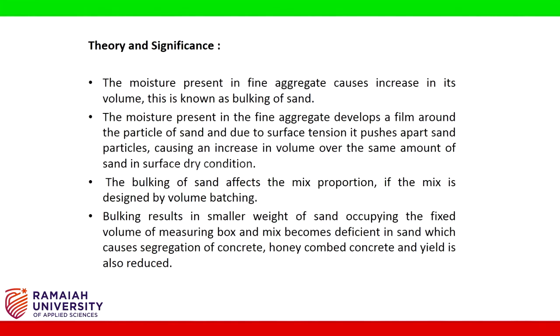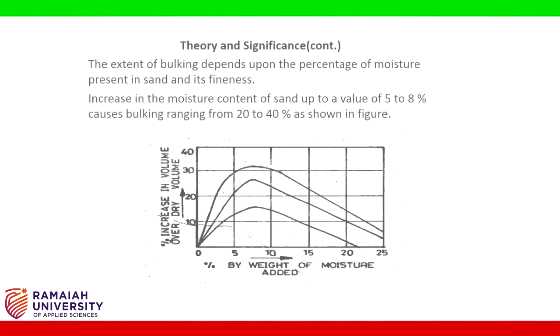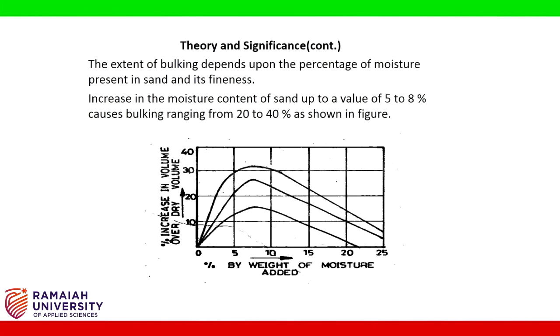The bulking of sand affects the mix proportion if the mix is designed by volume batching. Bulking results in a smaller weight of sand occupying the fixed volume of the measuring box, and the mix becomes deficient in sand, which causes segregation of concrete, honeycombed concrete, and yield is also reduced. The extent of bulking depends upon the percentage of moisture present in the sand and its fineness.